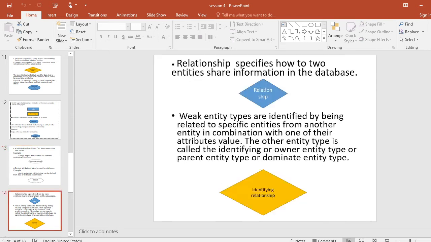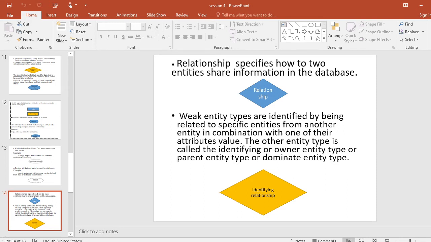Next, a relationship specifies how two entities share information in the database. A diamond shape is a relationship, nothing but what? A diamond shape, because from one entity to another entity, in the center there is created a relationship. That is a diamond shape. In the diamond shape, we have so many field names, which are nothing but attributes also.